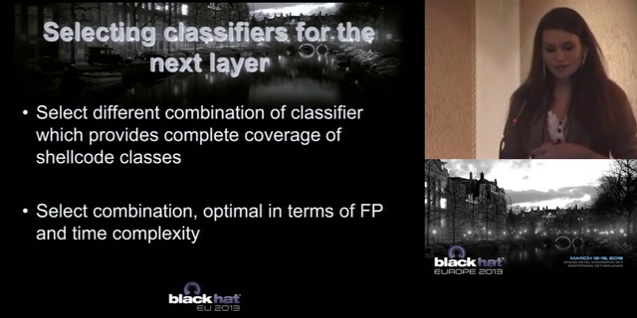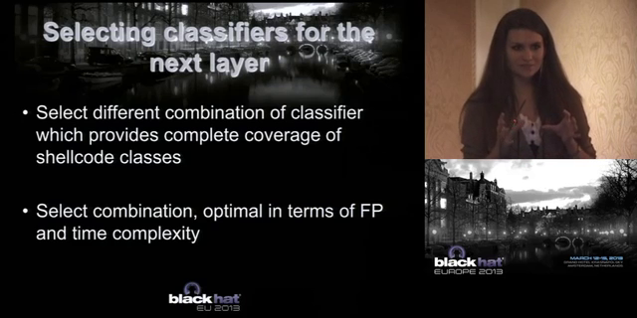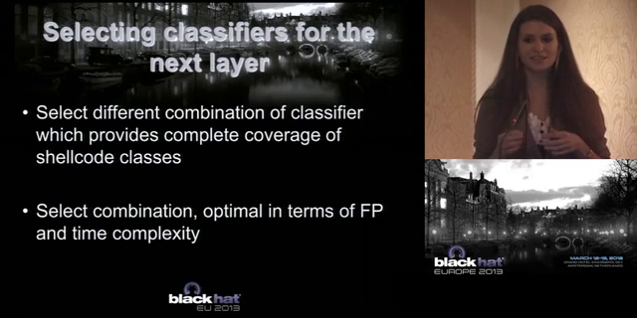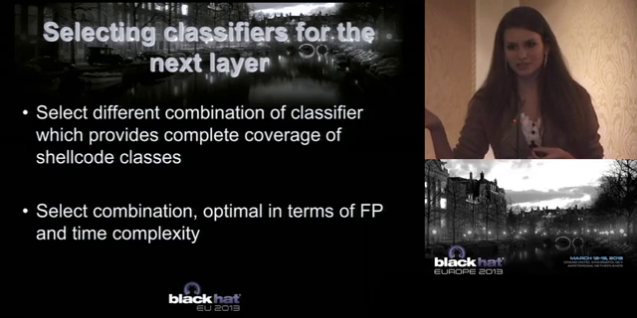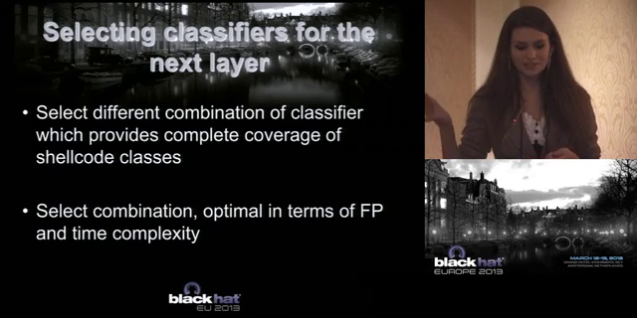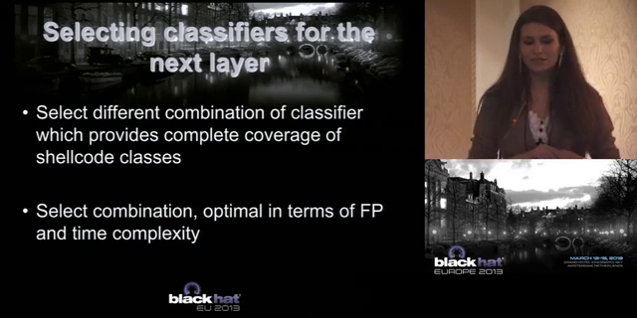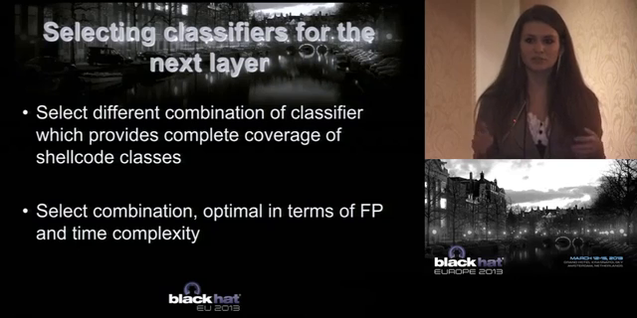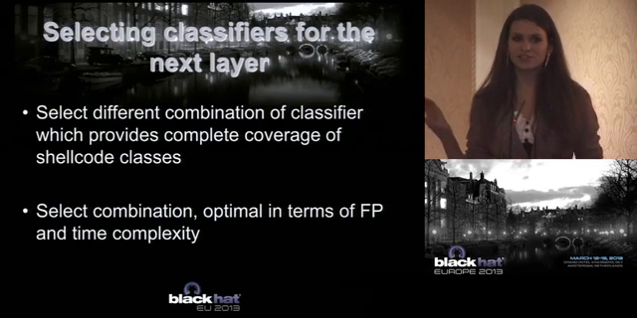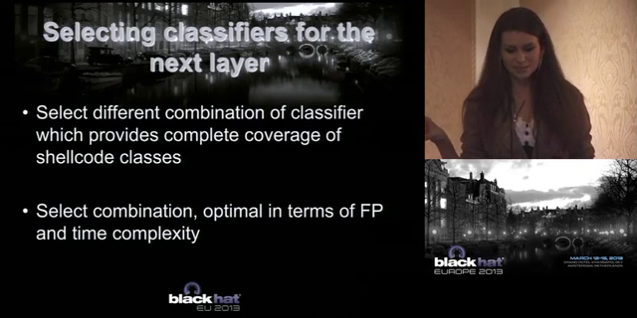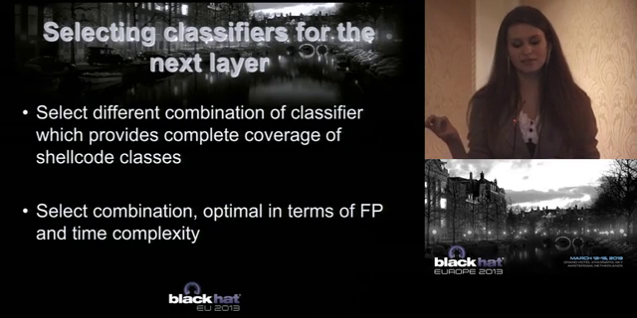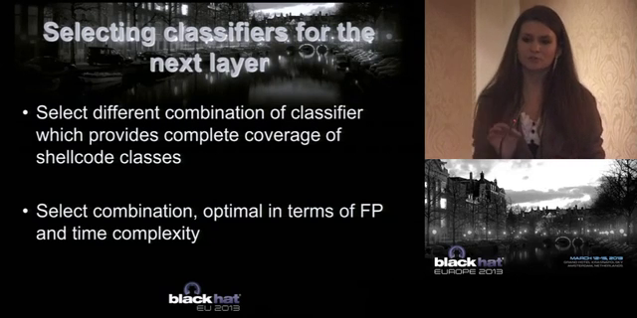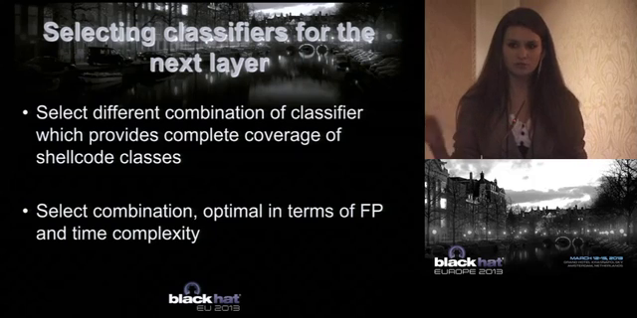So how can we select classifiers for the next level? We have the entire set of elementary classifiers. They are able to detect some subset of shellcode classes. We construct all possible combinations of elementary classifiers which are able to detect such a subset of shellcode classes. After that, we select the most optimal combination, which is optimal in terms of false positive rate and time complexity.